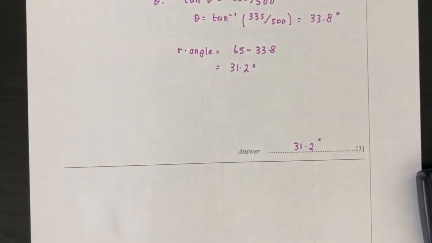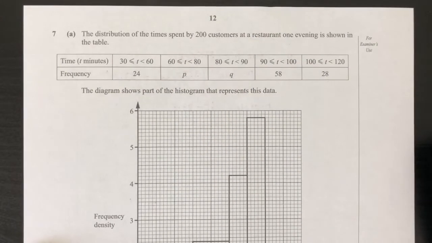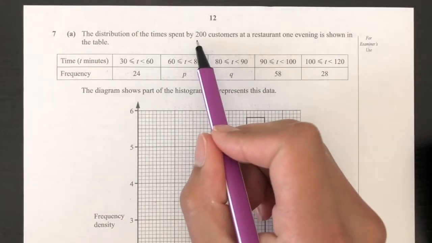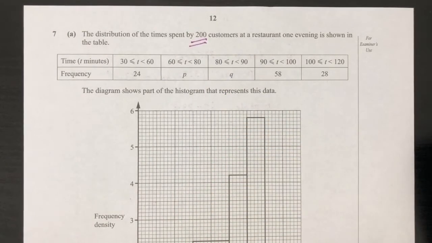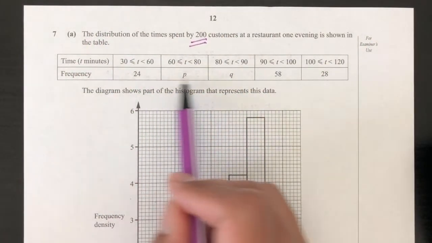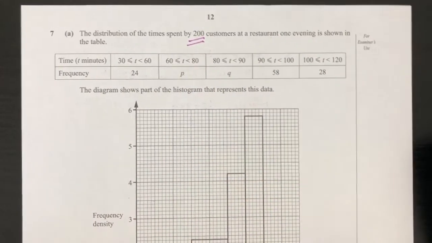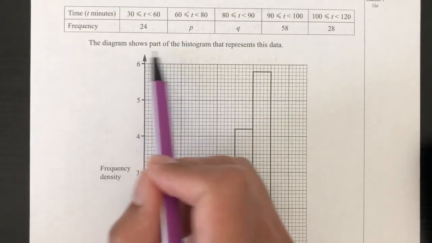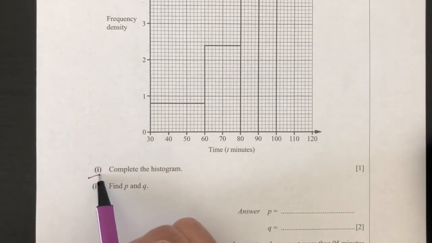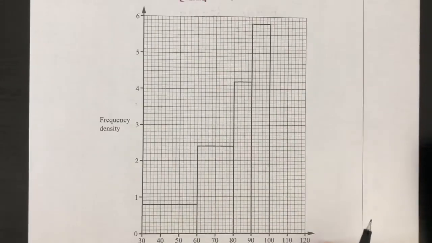Okay, and this is question number 6. Let's move on to question number 7. The distribution of the time spent by 200 customers at the restaurant in one evening is shown in the table, as you can see here. So here we have the frequencies and here we have the groups. The diagram shows part of the histogram that represents this data. So part 1 is to complete the histogram. So let's see what's missing.